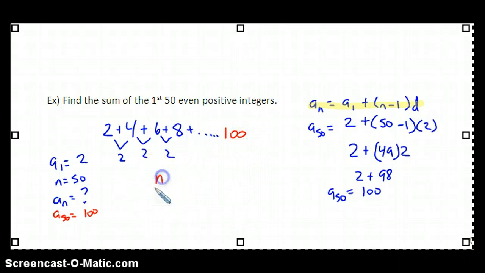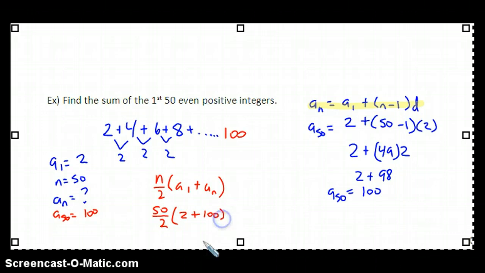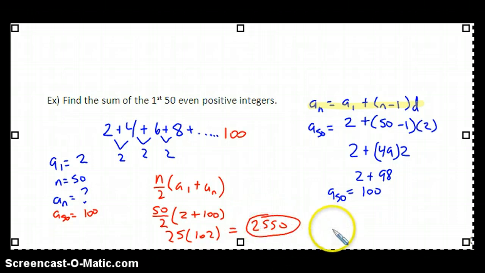So plugging it into the formula, if I take the time to write the formula down here again, it would be 50 terms divided by 2. The first one is 2, the last one is 100. So 25 times 102 gives me 2,550 as the sum of that.